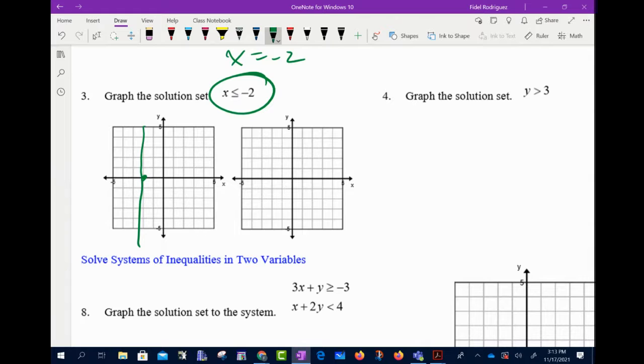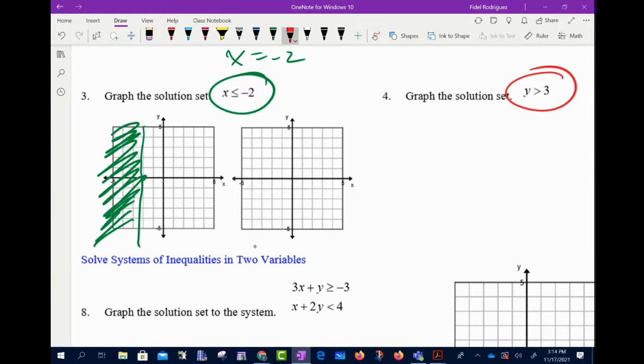For these problems, y'all, you really don't have to do the whole test point thing. You can, but you don't necessarily need to. Look at the direction of the inequality. If the inequality is saying it's smaller than, would that be to the left or to the right? Okay, shade it. We're going to do the same thing here.